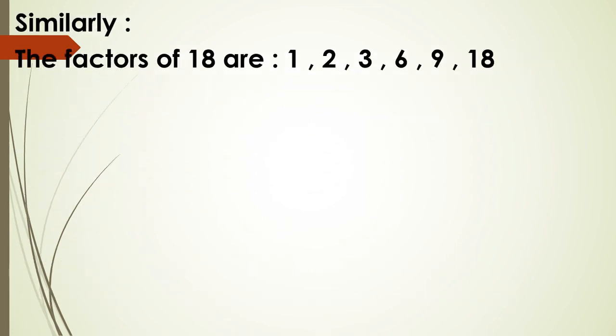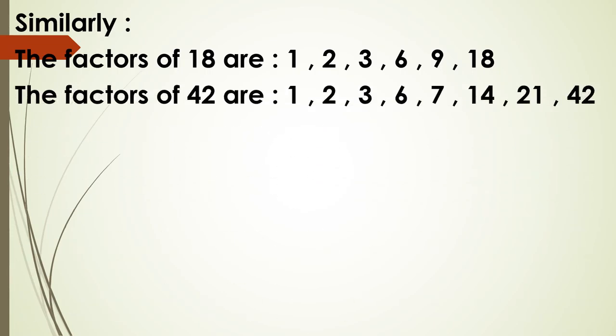Now see, similarly the factors of 18 are 1, 2, 3, 6, 9 and 18. I have written the direct answer here, but you have to definitely find them out. Factors of 42 are 1, 2, 3, 6, 7, 14, 21, 42.